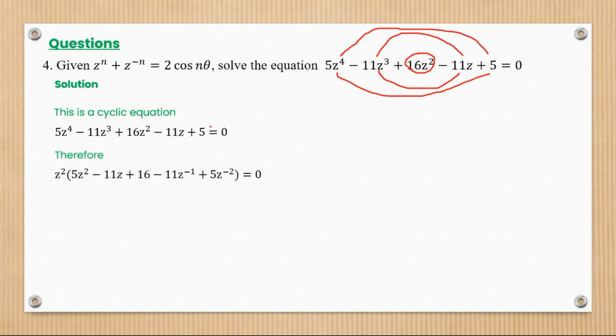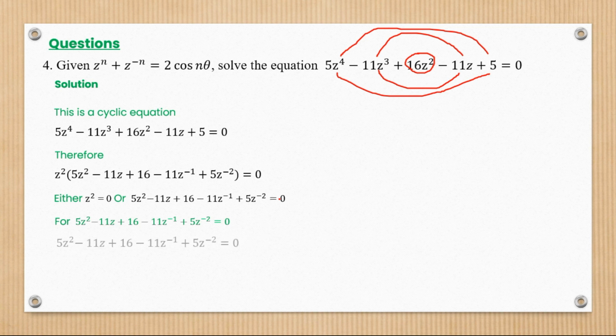When you factorize out a z squared, inside the brackets we're left with 5z squared minus 11z plus 16 minus 11z^(-1) plus 5z^(-2). So now we can see that either z squared is equal to 0 or 5z squared minus 11z plus 16 minus 11z^(-1) plus 5z^(-2) is equal to 0. So now let's deal with this side of it. When you set those equal to 0, we can see that that's what we have.